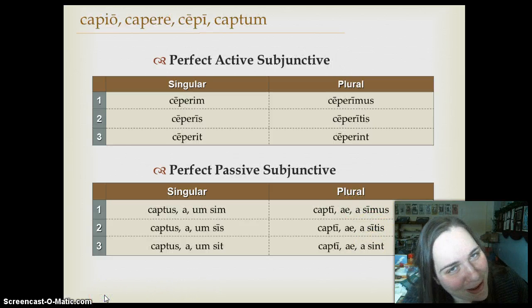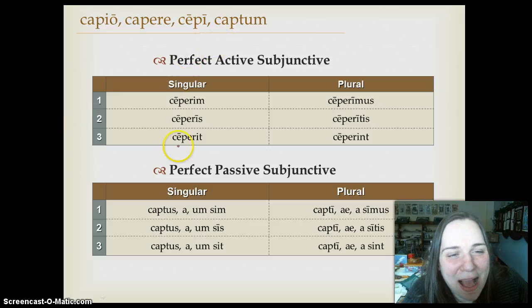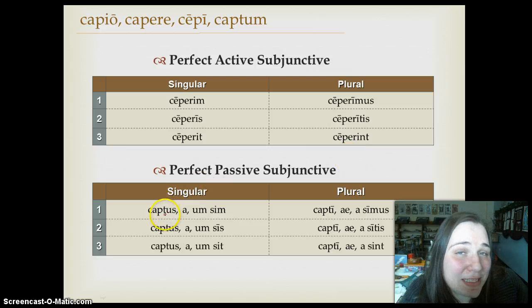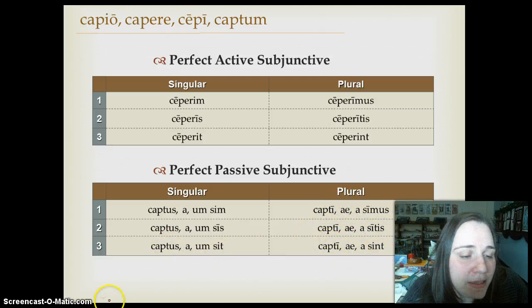We then have our third io, capio, capere, cepi, captum. So ceperim, ceperis, ceperit, ceperimus, ceperitis, ceperint. Perfect passive, excuse me, captus sim, captus sis, captus sit, capti simus, capti sitis, capti sint.